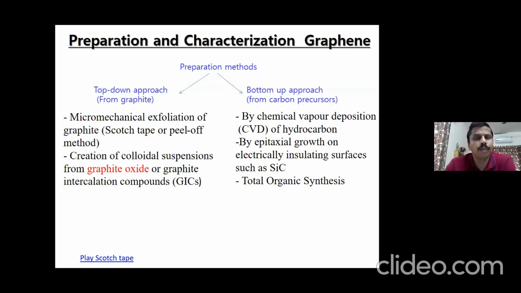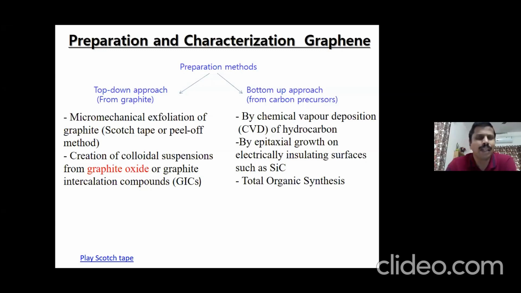Otherwise, you use the bottom-up approach, where you start from simple molecules. That is the meaning of bottom-up approach. So start with small molecules like methane, then use the chemical vapor deposition technique. That is a very widely used technique, the CVD technique, because it can make a very thin layer of graphene. But it is a little bit expensive. So you can make graphene either by the top-down or bottom-up approach.